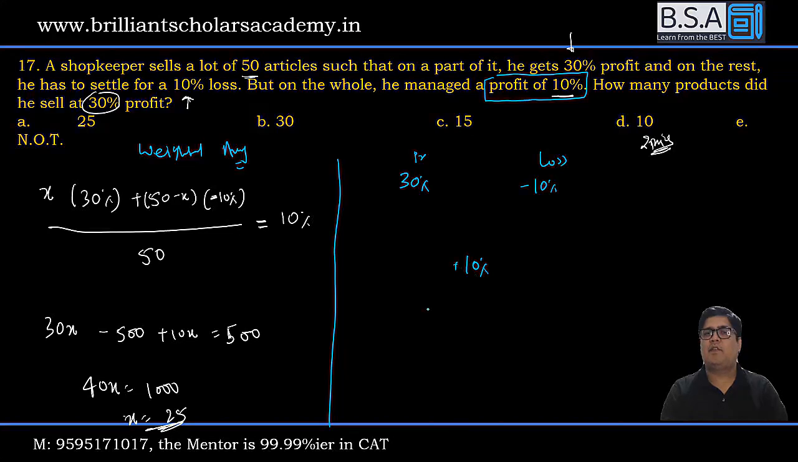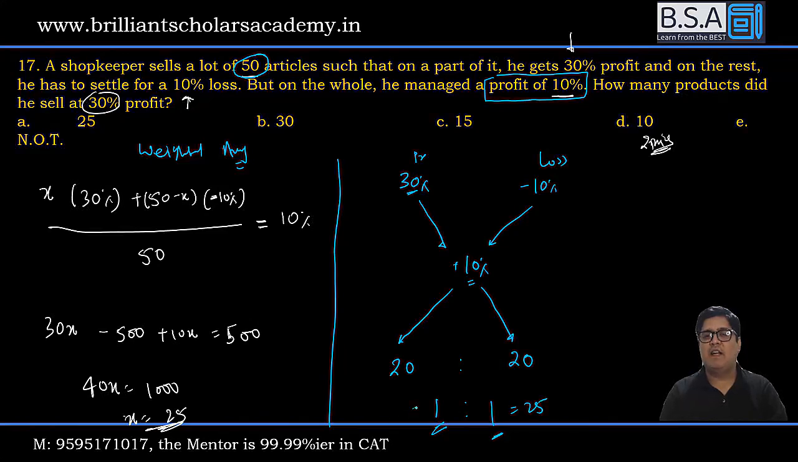Profit should be positive. So look at this diagonal. How much is the gap between these two? The gap is 20. How much is the gap here? Understand, gap is not 0. One is minus 10, other is plus 10. The gap between them is 20. The ratio is 1 by 1. So these 50 articles will be divided equally. What is equal division? 25 articles here and 25 articles.